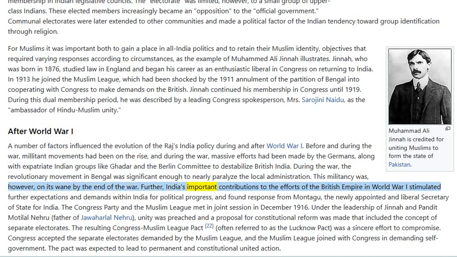Further, India's important contributions to the efforts of the British Empire in World War I stimulated further expectations and demands within India for political progress, and found response from Montagu, the newly appointed and liberal Secretary of State for India. The Congress Party and the Muslim League met in joint session in December 1916. Under the leadership of Jinnah and Pandit Motilal Nehru, father of Jawaharlal Nehru, unity was preached and a proposal for constitutional reform was made that included the concept of separate electorates.